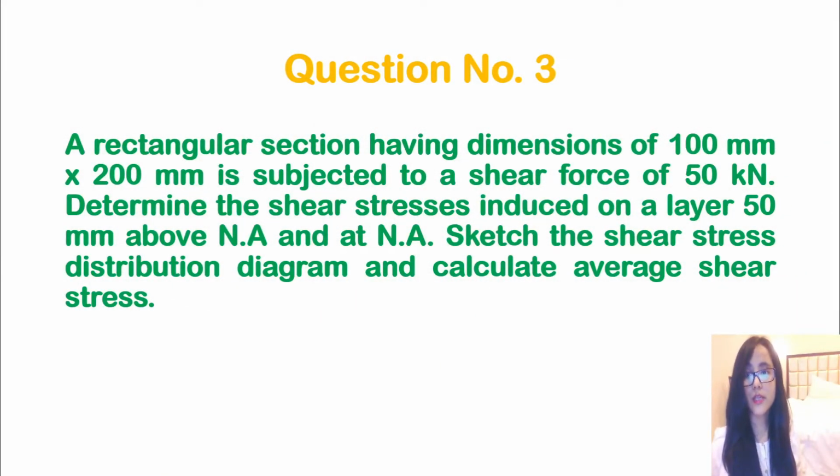Let us solve the third numerical. A rectangular section having dimensions of 100 mm into 200 mm is subjected to a shear force of 50 kN. Determine the shear stresses induced on a layer 50 mm above neutral axis, and at neutral axis, sketch the shear stress distribution diagram and calculate average shear stress. So here we first have to draw the diagram, and after that we need to get going. So let us see how we can solve this numerical also.